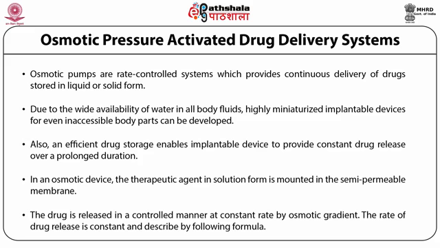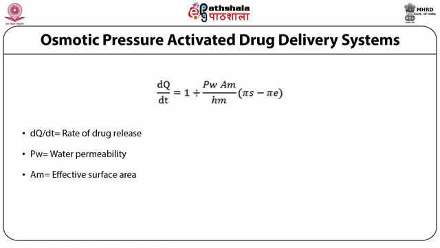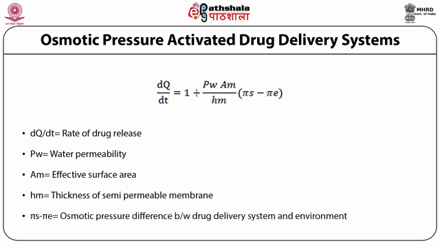The rate of drug release is constant and is described by the following formula. dQ/dt = (1 + PW·AM/HM)(πs − πe), where dQ/dt is the rate of drug release, PW is the water permeability, AM is the effective surface area, HM is the thickness of the semi-permeable membrane, and the difference between πs and πe is the osmotic pressure difference between the drug delivery system and the environment.